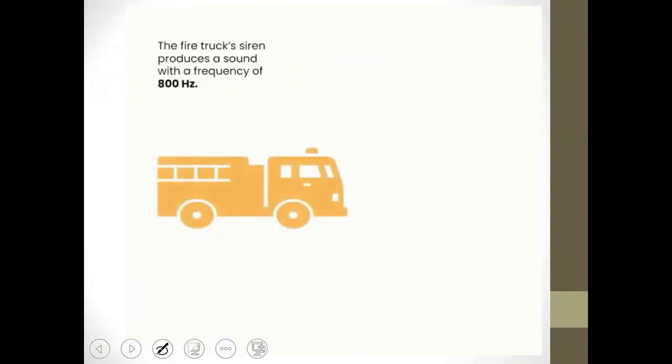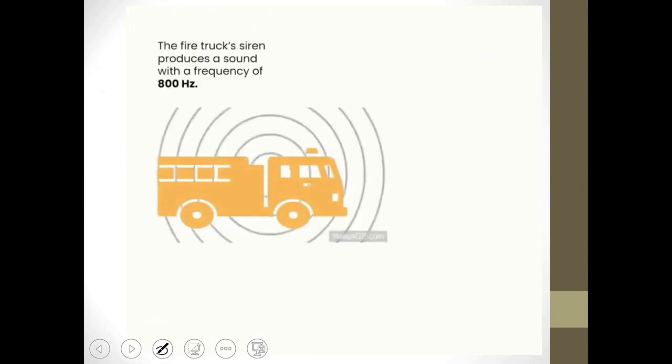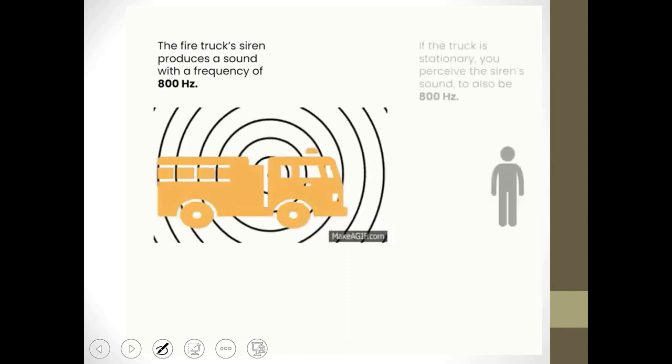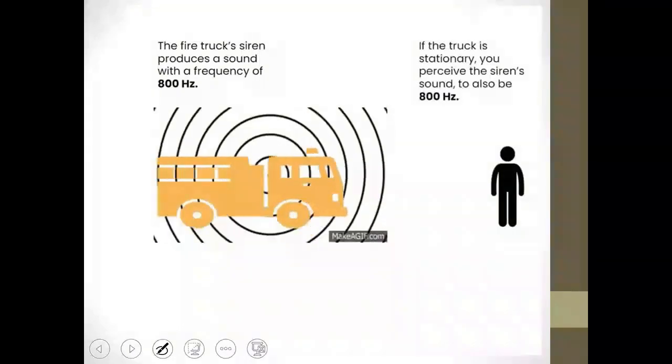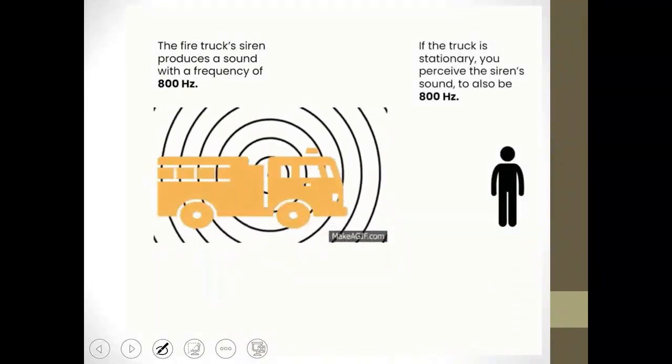Imagine a car with a specific siren sound while you are standing still. The sound you hear is at a constant frequency, and there is no change in the sound intensity for you. This is the normal situation we work with. Now, if the car starts moving, what happens?